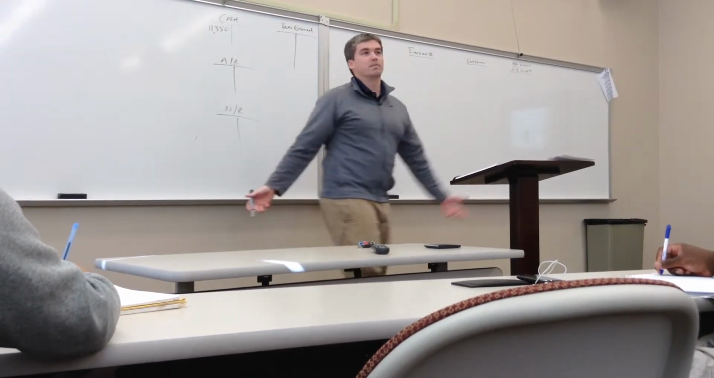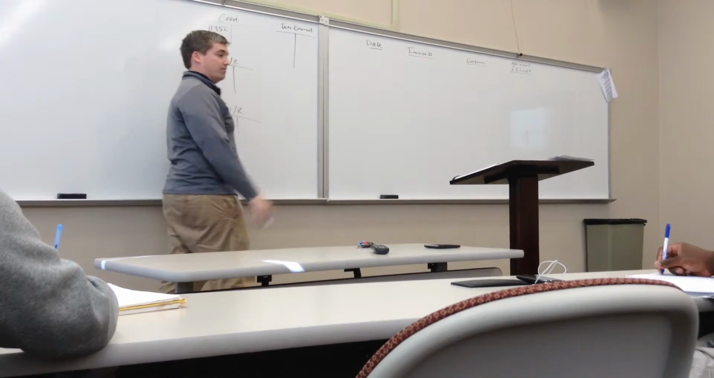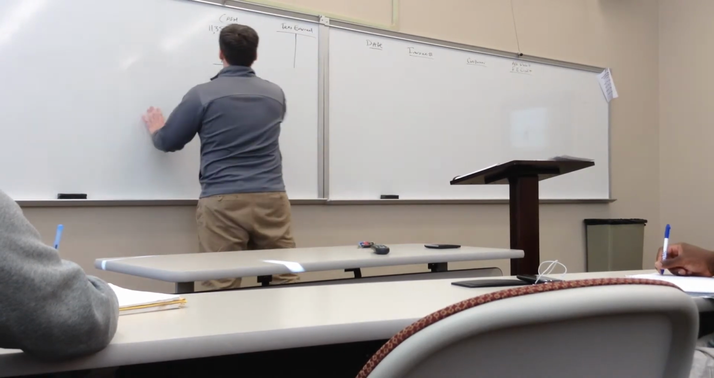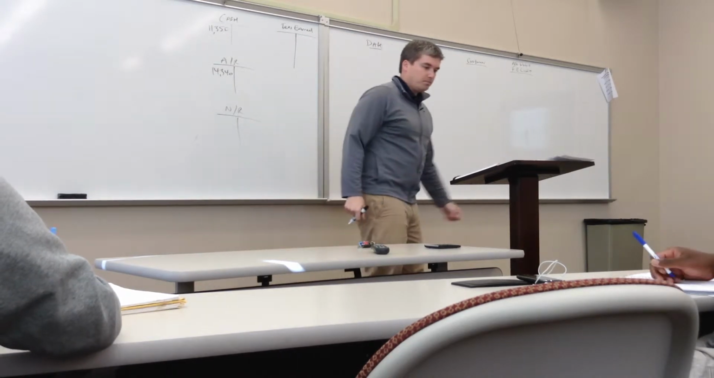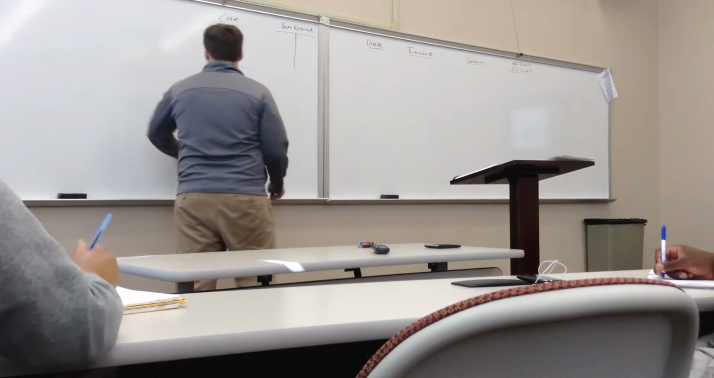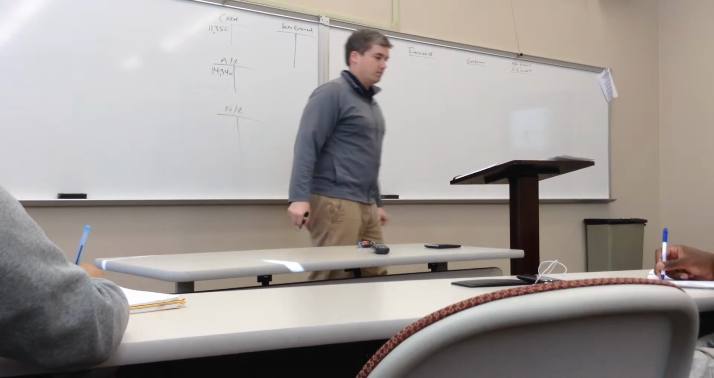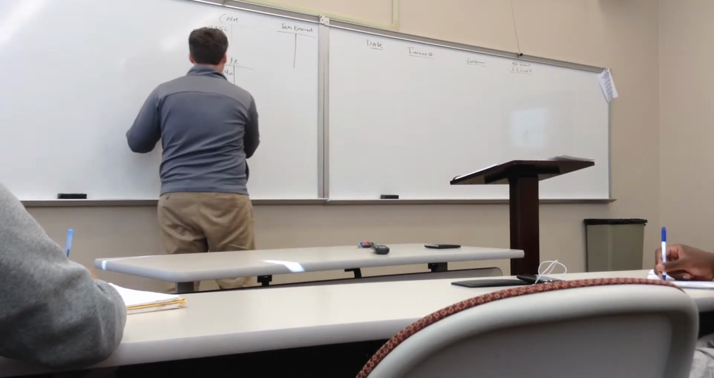Accounts receivable, same thing. It's an asset. Okay? Assets have normal debit balances, $14,340. Notes receivable is also an asset. Assets have normal debit balances of $6,000.